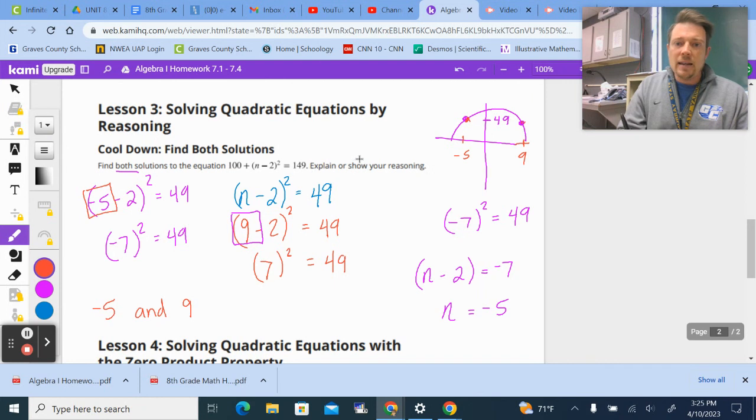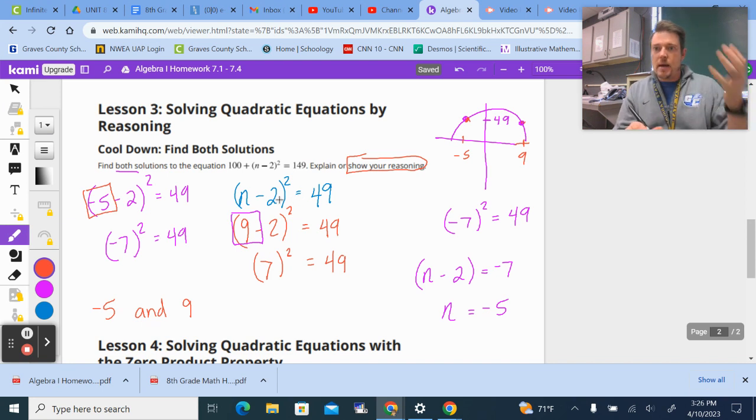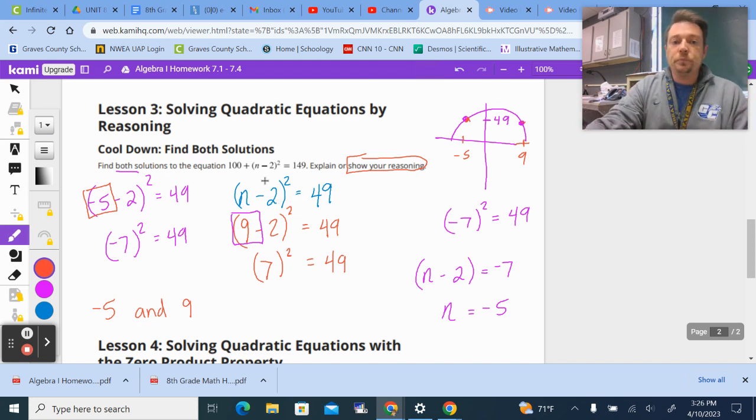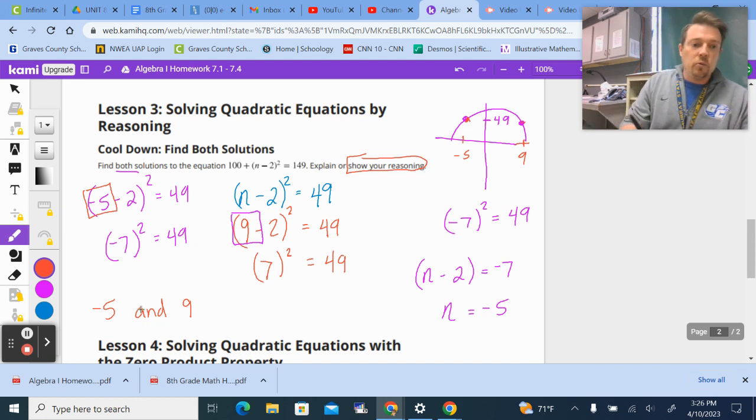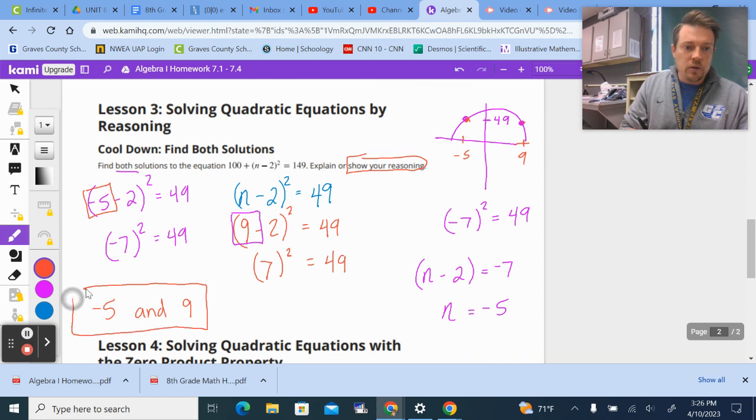And so I did this by showing my reasoning. I didn't really do this one with explanation, but I reasoned through it, right? I came up with a number that made it something that made it 7 times 7 or negative 7 times negative 7. And that wasn't too hard to do. So that's what we call reasoning through for our solution. And there's probably other ways to do it. That's just the way that I reasoned through it, and hopefully it helped you.